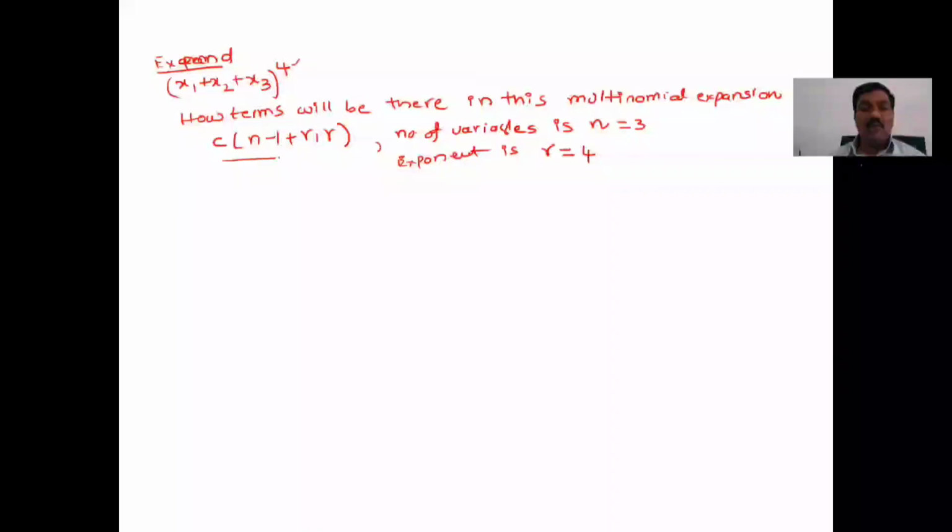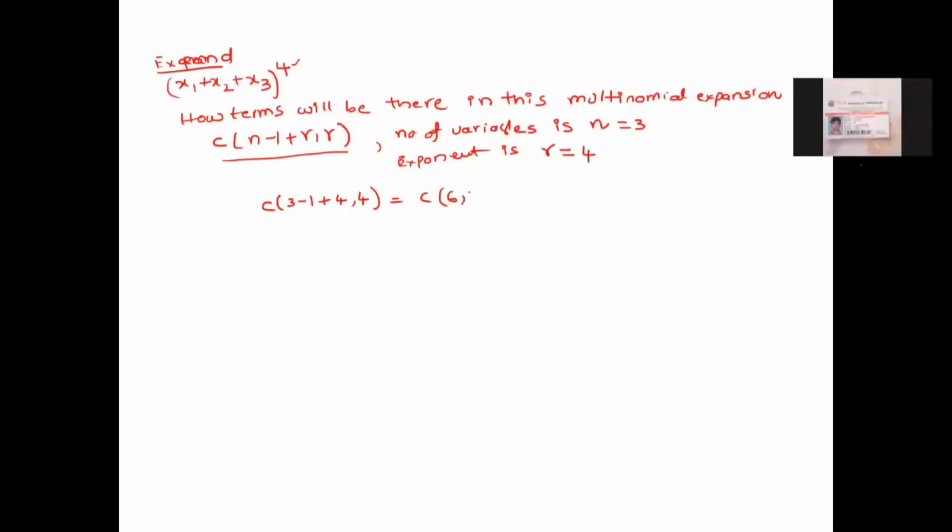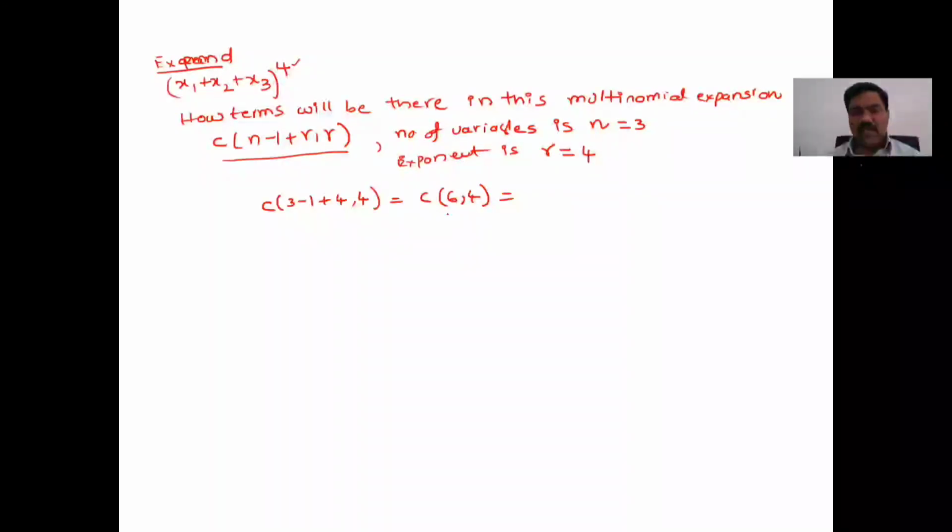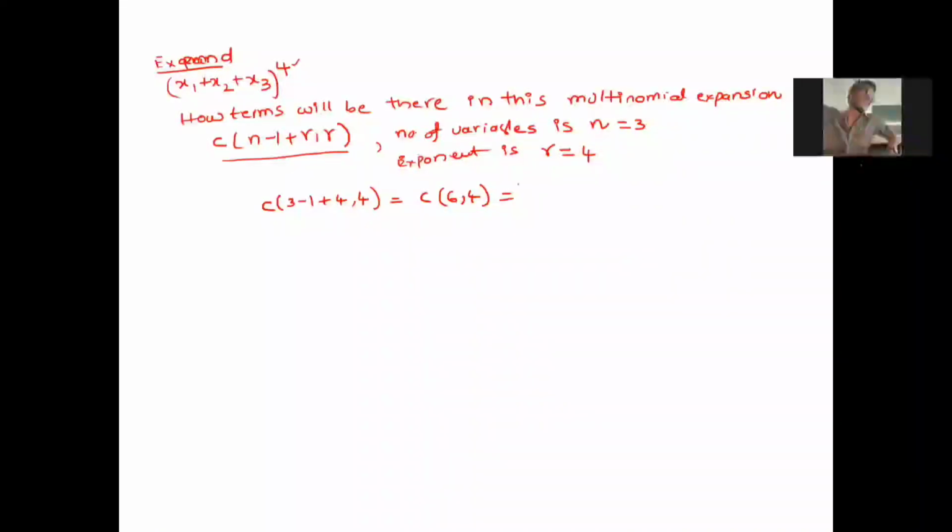So this is the formula to find out how many terms will be there in the multinomial expansion. So it is C of, can anybody tell me, 3 minus 1 plus 4 comma 4. What is this value? C of 6 comma 4. What is C of 6 comma 4? Now I should know how many terms will be there, therefore I must calculate. Quick. 15. Yeah, 15.